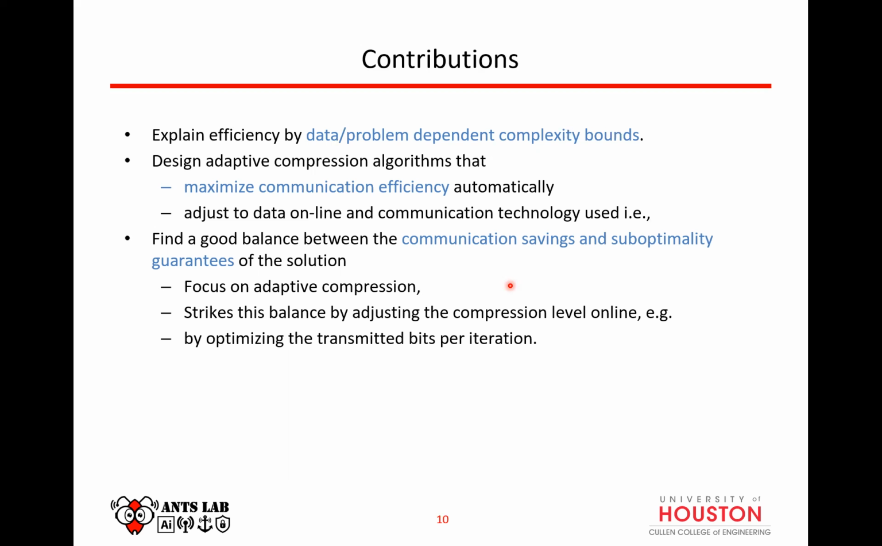So there is this balance between communication and computation, or the suboptimal guarantee of your solutions that you would want to achieve. This paper claims that they try to find a good balance between these two factors by focusing on a more adaptive way of compression rather than a deterministic way. They strike this balance by adjusting the compression level online. For example, they try to optimize the number of bits transmitted per iteration, and using such factors, they contribute in a different way compared to the existing algorithms.